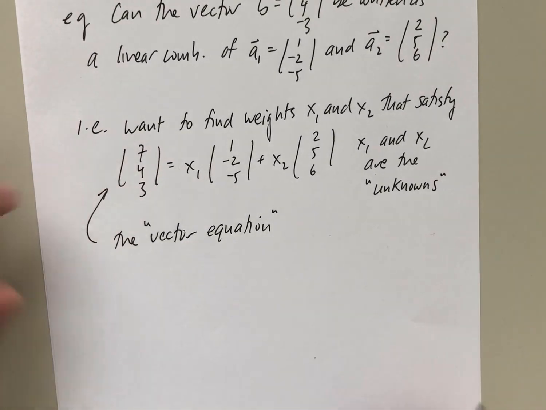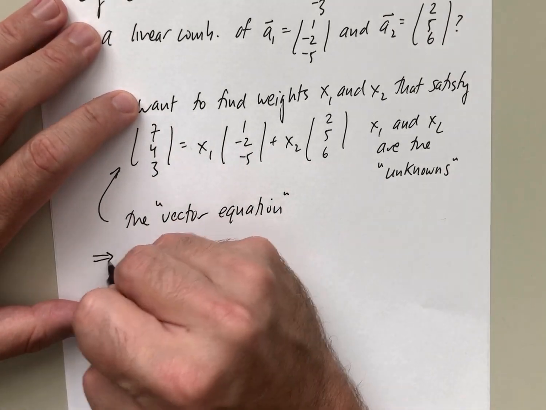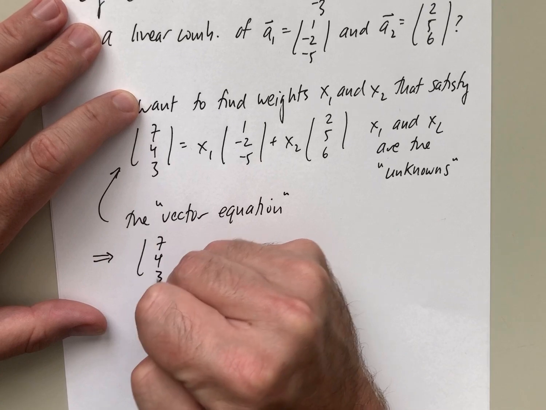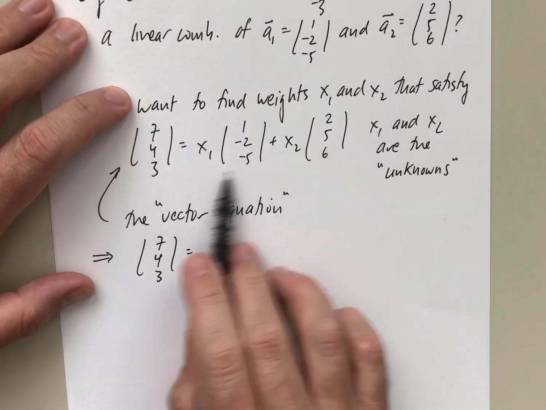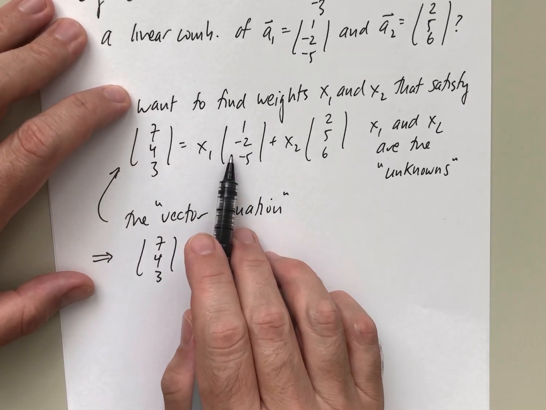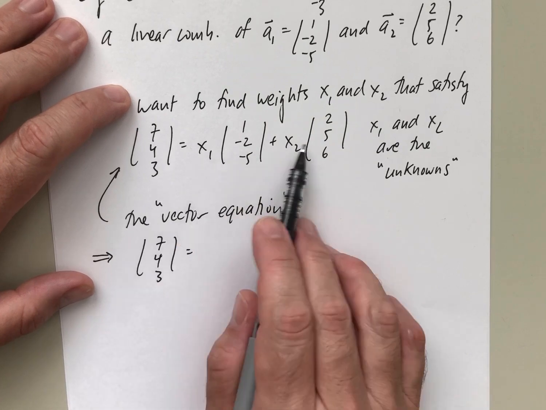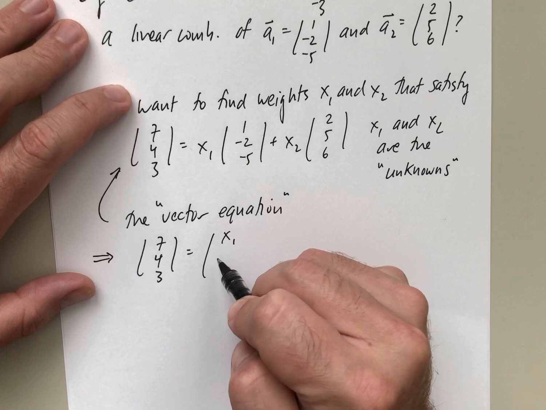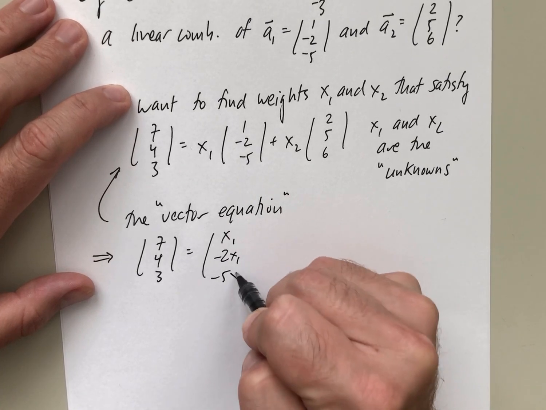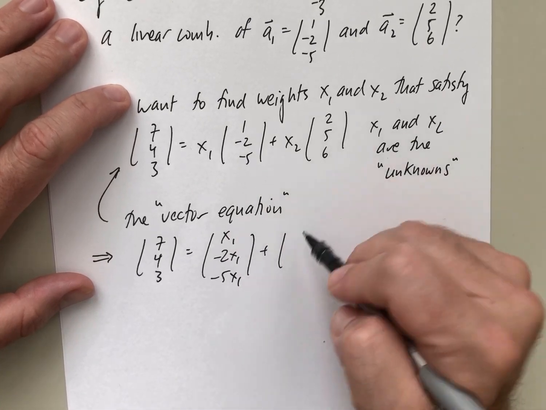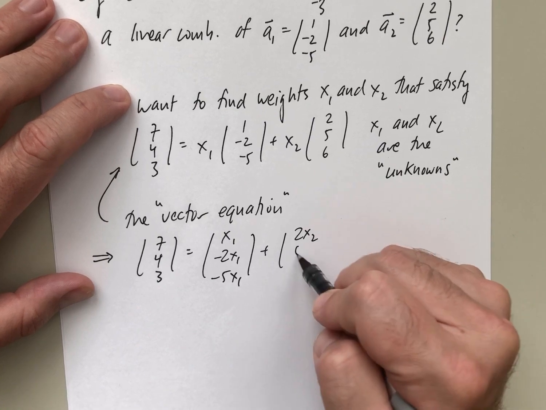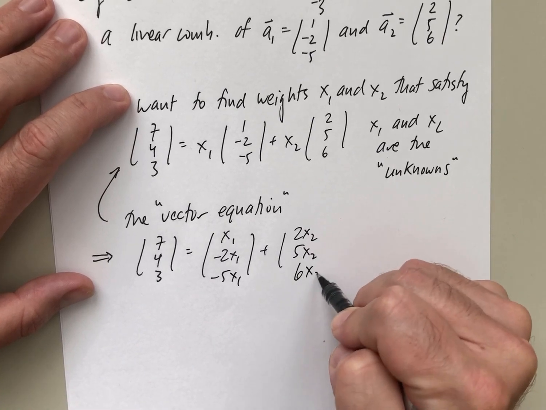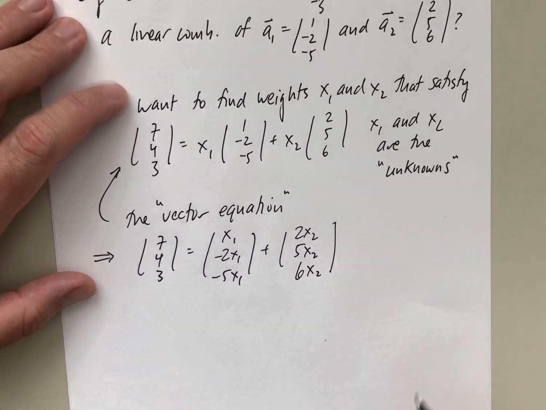Okay, so how would we actually try to solve such a thing? What I'm going to do is just unravel the definitions. 7, 4, minus 3, I want to write as this thing. But what is this? It's the sum of two scaled vectors. How do I scale x1 times this vector? I take x1 times each coordinate, right? Plus x2 times that vector, which is 2x2, 5x2, 6x2. Remember, that's how we scale vectors coordinate-wise.